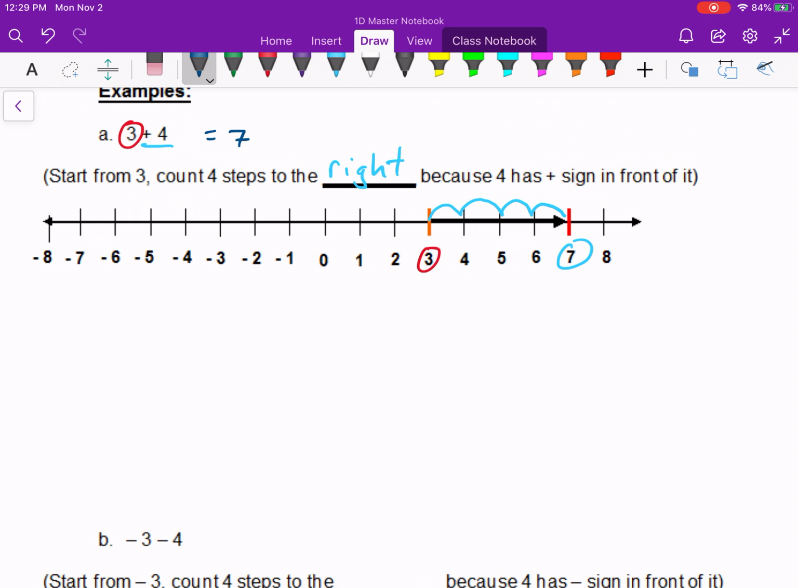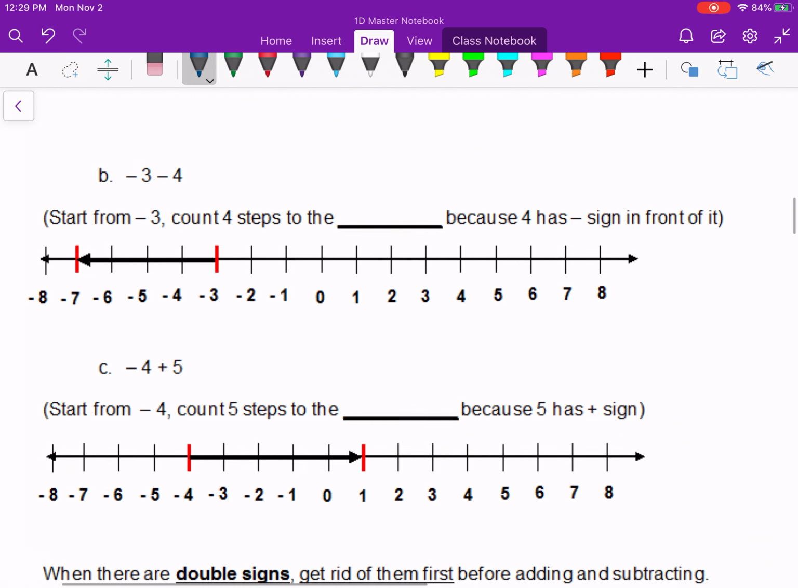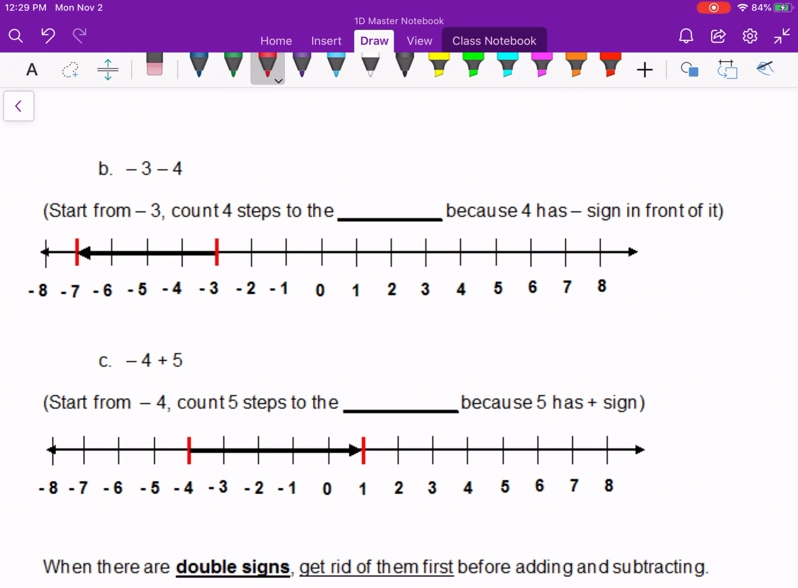Okay, for the next one, we've got negative 3 minus 4. So we're starting at negative 3, so that's here, and it's a minus 4, so we're going to go to the left. Starting at negative 3, I go 1, 2, 3, 4, and I end up at negative 7 in this case.